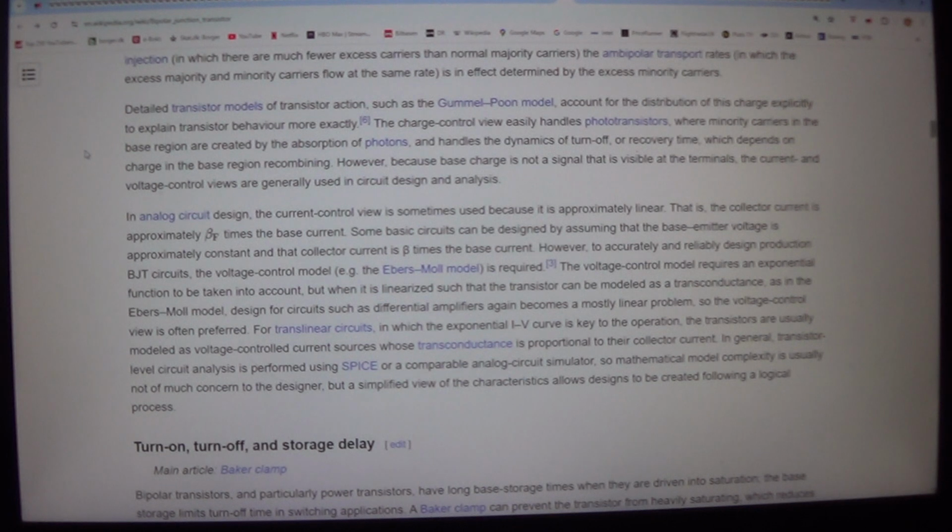The charge control view easily handles phototransistors, where minority carriers in the base region are created by the absorption of photons, and handles the dynamics of turn-off, or recovery time, which depends on charge in the base region recombining. However, because base charge is not a signal that is visible at the terminals, the current and voltage control views are generally used in circuit design and analysis.